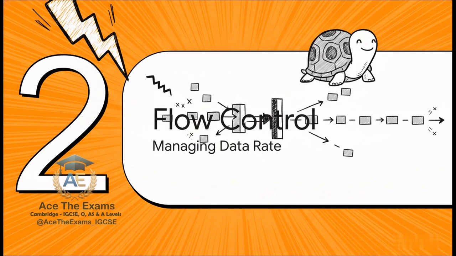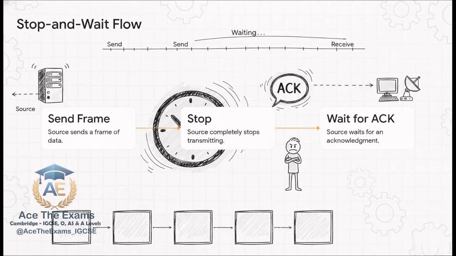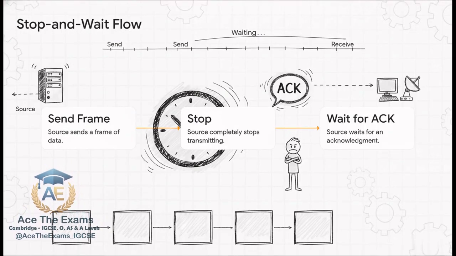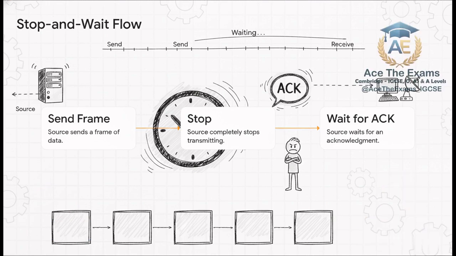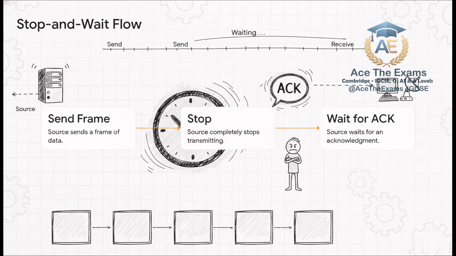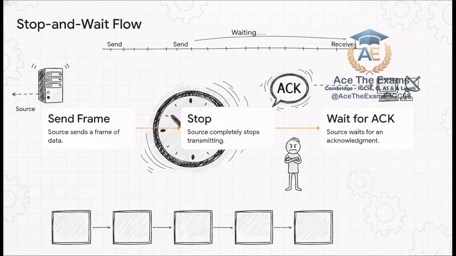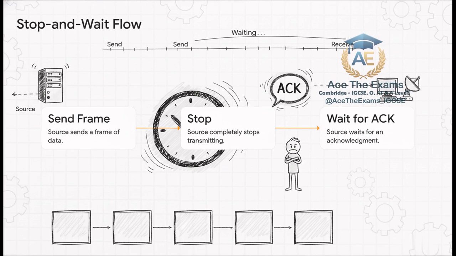Moving right along to Section 2, Flow Control. How much data may be sent? Flow control is all about coordinating the speed of the transmission. You see, if you have a lightning-fast sender, you really don't want it to completely overwhelm a slower receiver, because that just leads to dropped packets and lost data. The most basic way to handle this is called stop and wait. It is literally exactly what it sounds like.